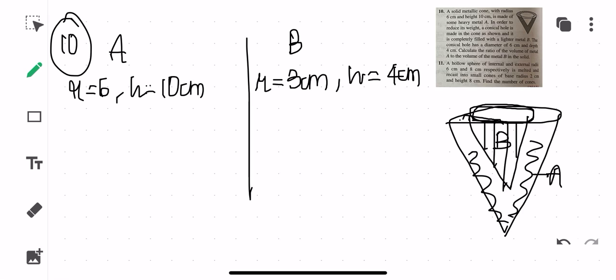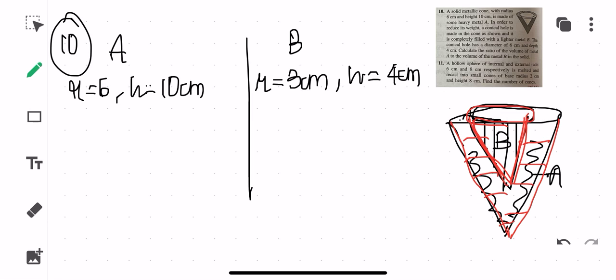Okay, so for calculating the volume, children, we will first calculate the volume of the entire cone. I'll tell you how to do this. First we will calculate the volume of the entire cone, and then we will calculate the volume of this small cone. So we already have the volume of the small cone, and then how can we get the volume of cone A? By subtracting this particular small cone from the total cone to get this particular volume. Okay, so this is what we are going to do.